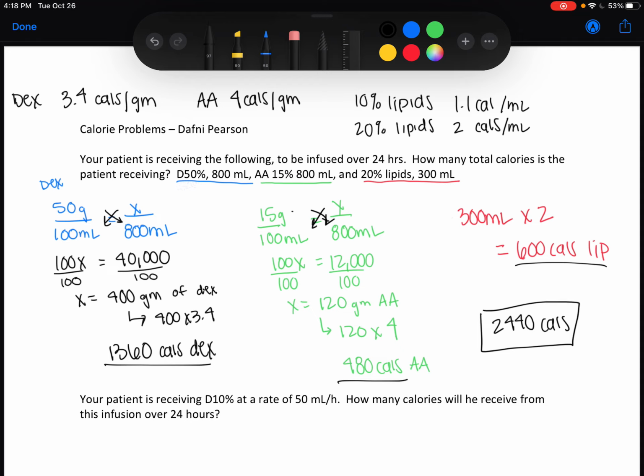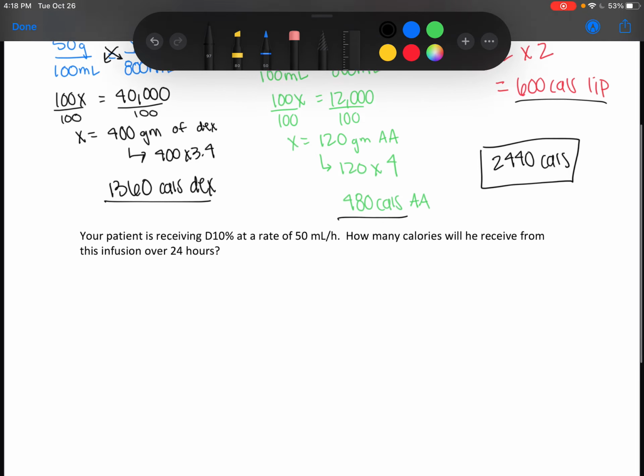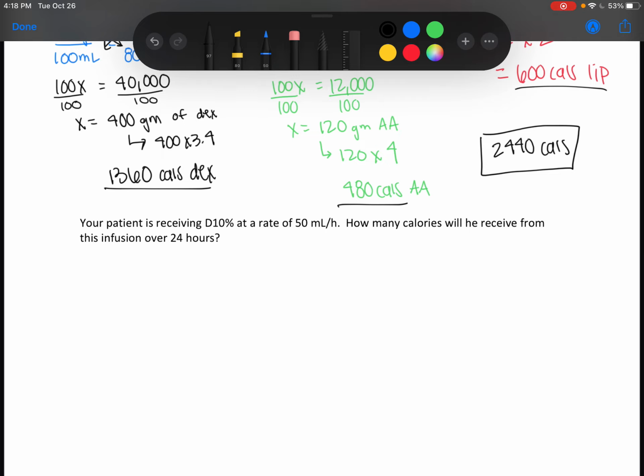So now moving on to the next problem. It says our patient is receiving D10 at a rate of 50 mils per hour. How many calories will he receive from this infusion over 24 hours? Okay, so to work this one, it's the same idea. So we're going to have D10 and we're going to be at 50 mils an hour. So D10, we know 10% is out of 100, so 10 grams over 100 mils. So we have 10 grams over 100 mils, and it's going at 50 mils per hour.